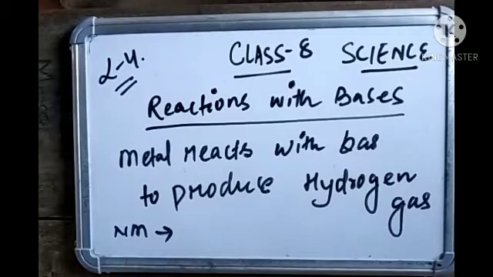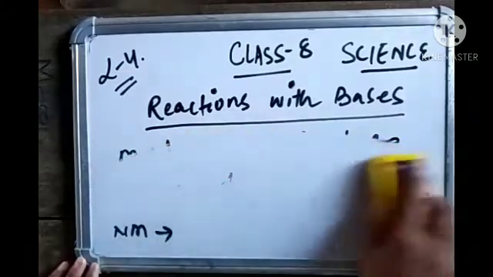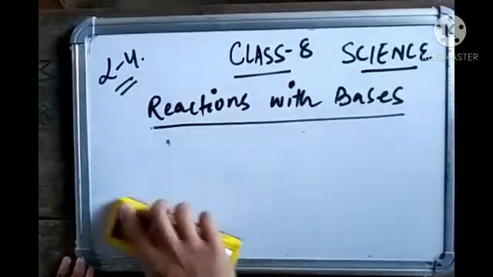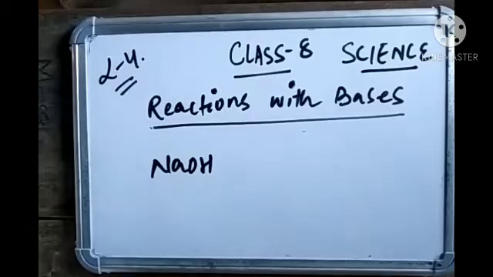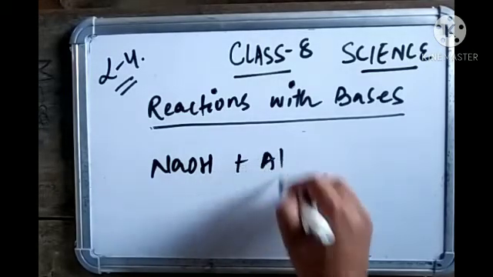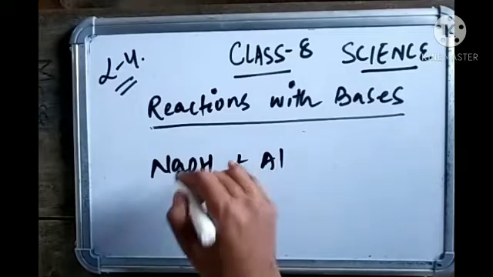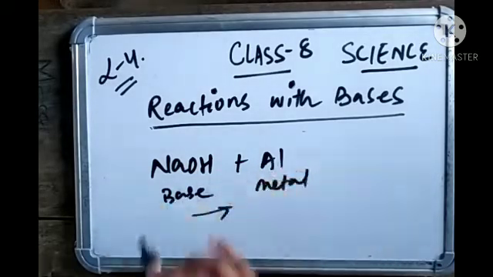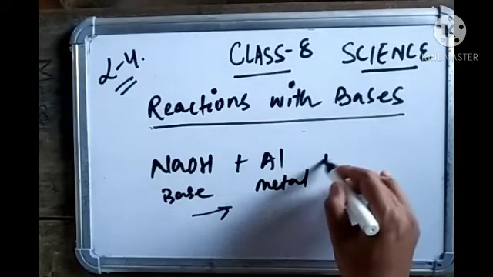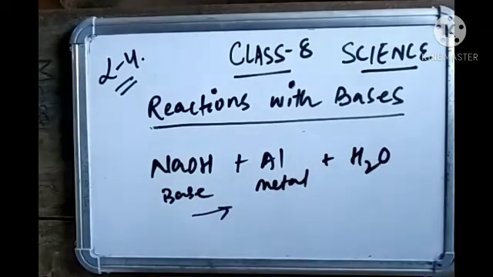So now, metal reacts with bases to produce hydrogen gas. One example is given in your textbook. A solution of sodium hydroxide, and aluminium foil is added. So this is the base and this is the metal. So when metal reacts with base, in the aqueous solution of sodium hydroxide, aluminium foil is added.